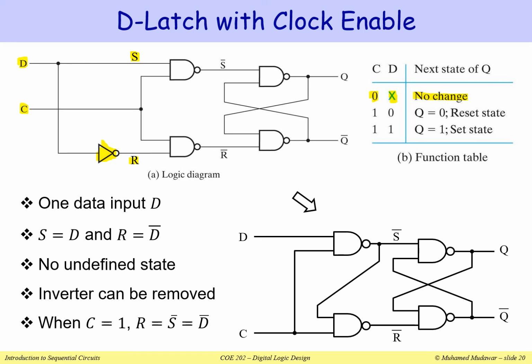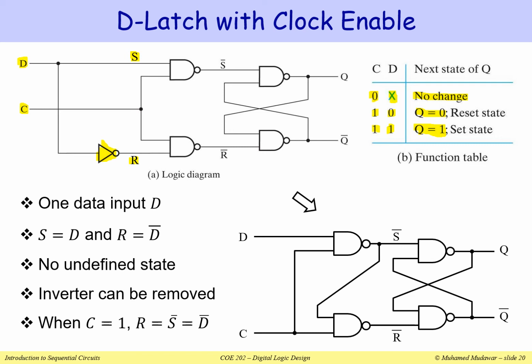However, if C is equal to 1, then the output Q will depend on the input D. So Q is going to follow D. If D equal to 0, then the output Q will be equal to 0. This is my reset state. And if D is equal to 1, then my output Q equal to 1. This will be my set state. So we say that the output Q is going to follow D, and of course Q bar will be simply the complement of Q. It's a very simple latch, which is called a D latch, where D here stands for data.